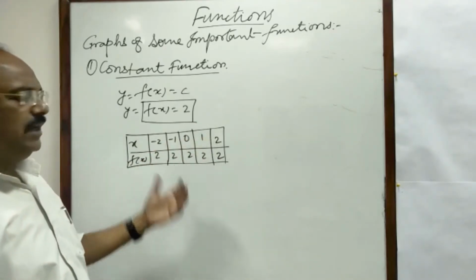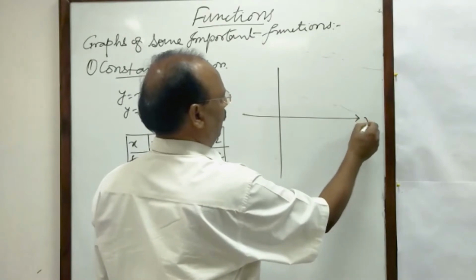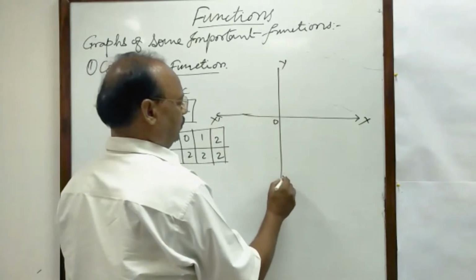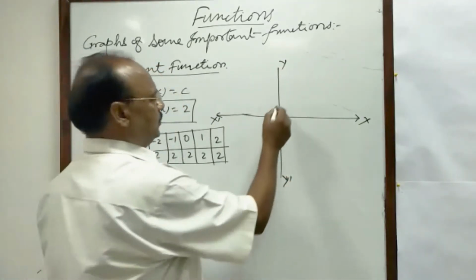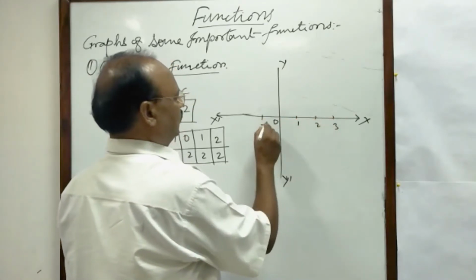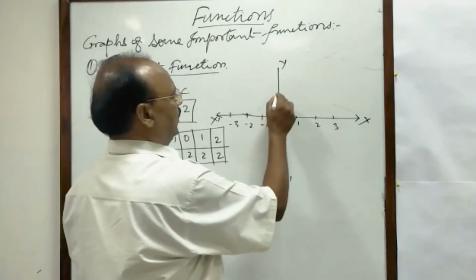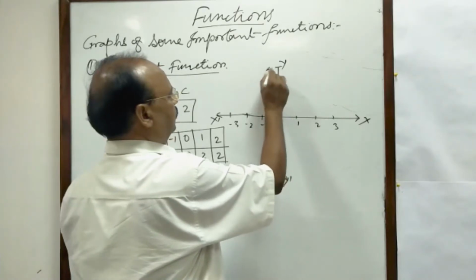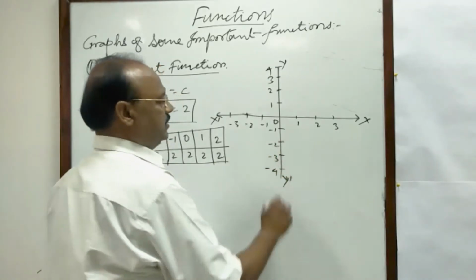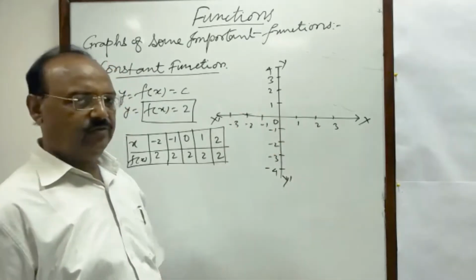Now let us see how you can draw a graph. This is very simple to draw a graph here. X, O, x dashed, y, O, y dashed. Suppose we make a scale here: 1, 2, 3, -1, -2, -3. Here also 1, 2, 3, 4, -1, -2, -3, -4. So generally we make a scale along the x-axis and y-axis.